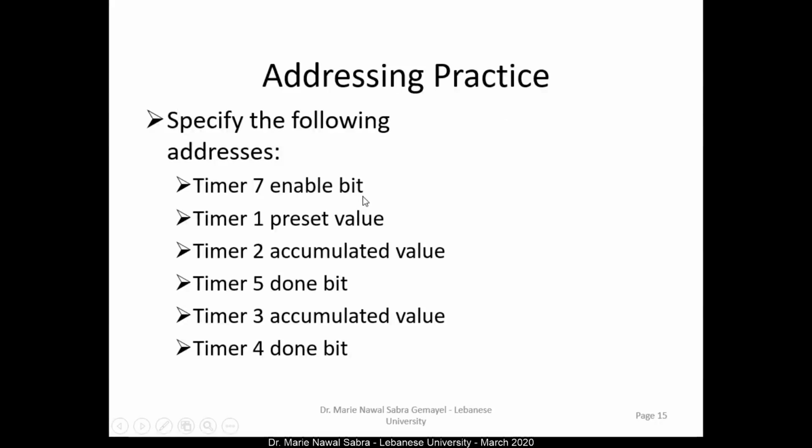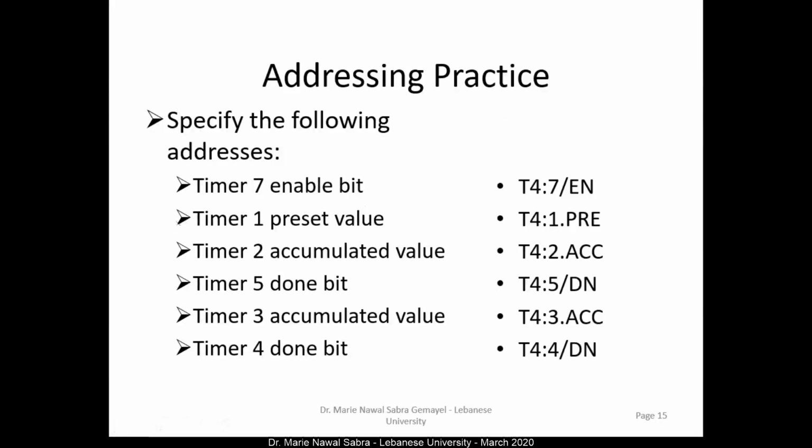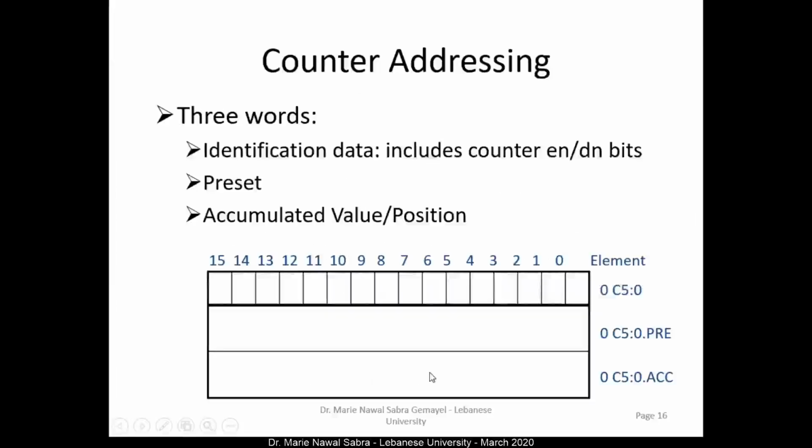So here are some examples. Timer 7 enable bit, preset value, accumulated value, and the answers are: every time I have a bit I have to put a slash. Enable, for example, dot preset, this is timer number 1. If I had said the first timer, it would be timer number 0, and so on.